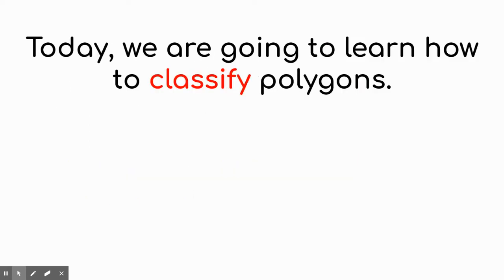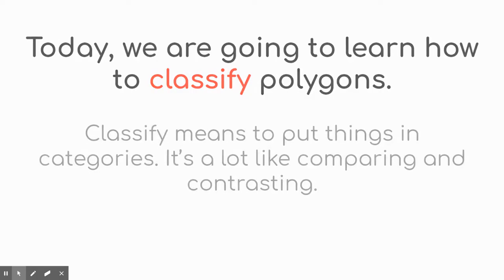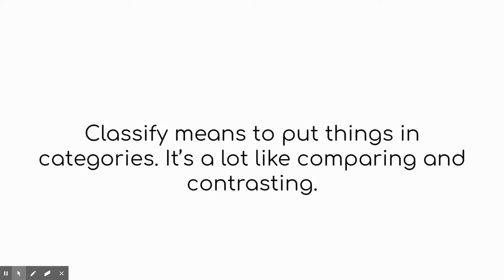Today, we're going to learn how to classify polygons. And to classify something means to put it in a category. It's very similar to comparing and contrasting, when we compare two objects and ask, what do these things have that are similar? What's the same? What's different? That's what we're going to do today with polygons. We're going to look at them and categorize them according to different things.